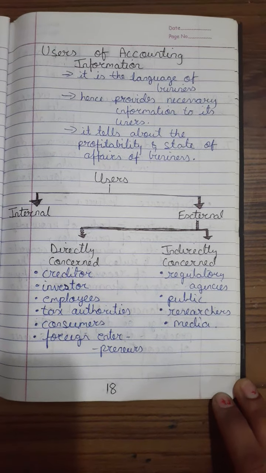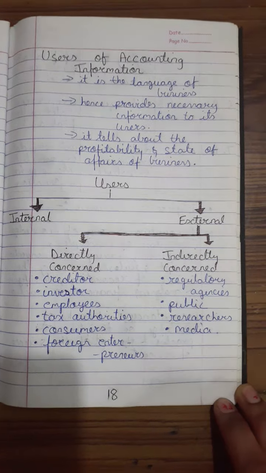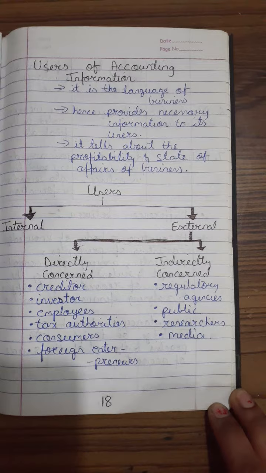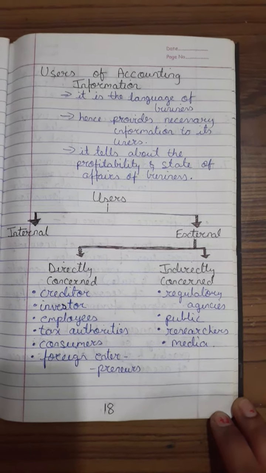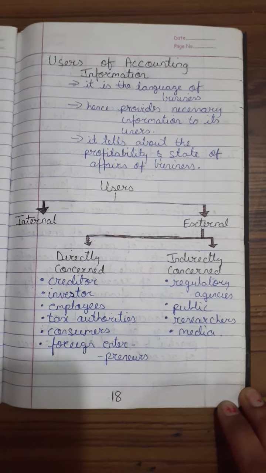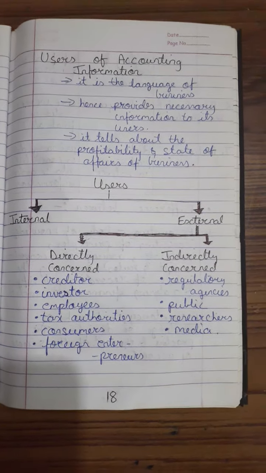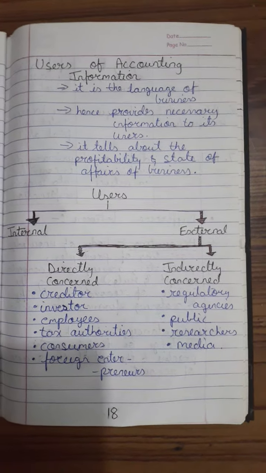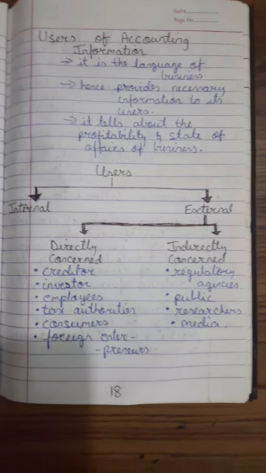Investors. Investors wish to know whether they should buy more shares, hold their shares, or sell their shares. And they should be sure before investment that the capital will be safe and periodic return will be received from the company to them. Employees. Employees require accounting information to determine their salary and the various benefits provided by the firm to them.